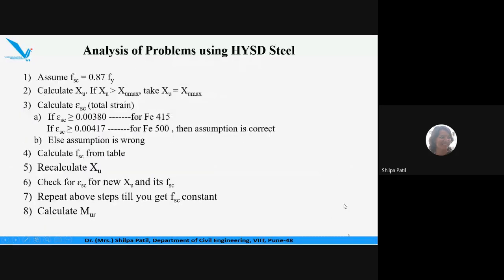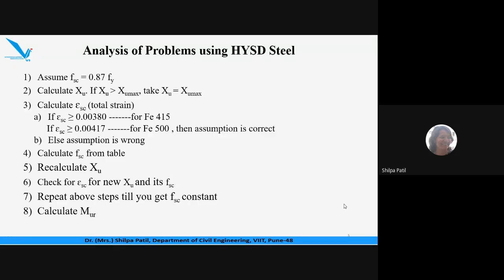That is, when we use HYSD steel bar, how to analyze the problem, that is, how to find out the moment of resistance. So these are the steps for HYSD bar. All of you are requested to note down these steps. Let me first read all the steps. The first step is the same as in the earlier case, when we use mild steel. First, we have to assume the FSC value, which is equal to 0.87 FY.